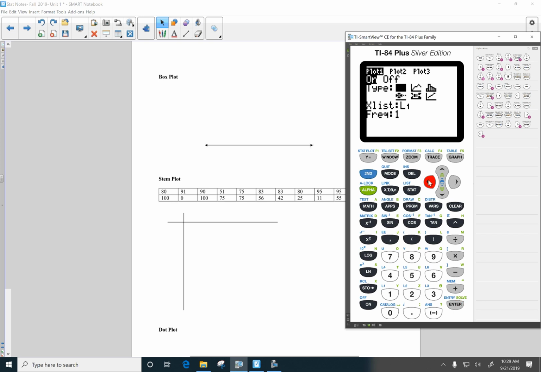If you're on the word On, hit the down arrow, then keep hitting the right arrow until it puts you into the second row. It's so weird. I don't know why it does that.